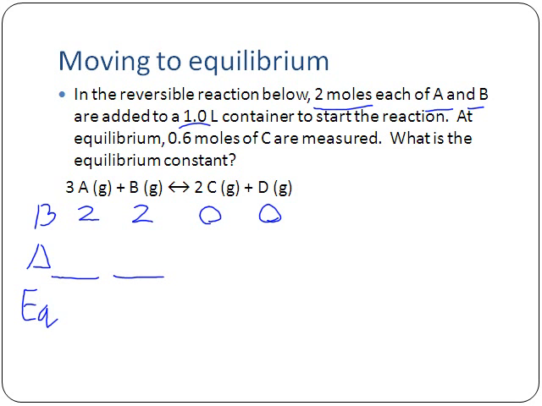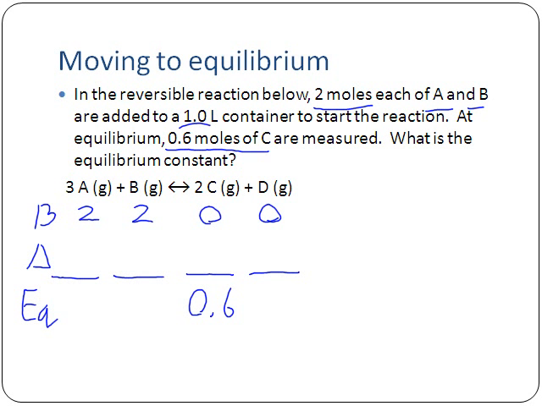Looking for our final amounts, equilibrium amounts, it tells us that at equilibrium 0.6 moles of C are measured. And so we say 0.6 divided by the 1 liter gives us 0.6. So I get 0.6 for C in this case, and this is what I have to start with. It's all the information I have. I want to find the equilibrium constant. To find the equilibrium constant, we have to know the equilibrium concentrations. And right now, we only know C.